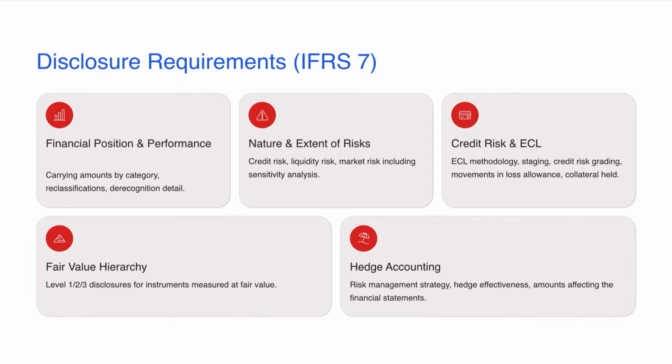And for hedge accounting, disclosures explain the risk management strategy, hedge effectiveness, and the effects on the financial statements. So the simple message is, IFRS 9 tells us how to account. IFRS 7 tells users what they need to know about those instruments and their risks.